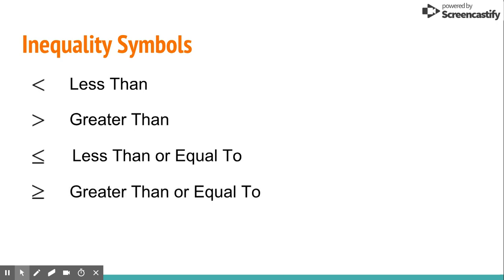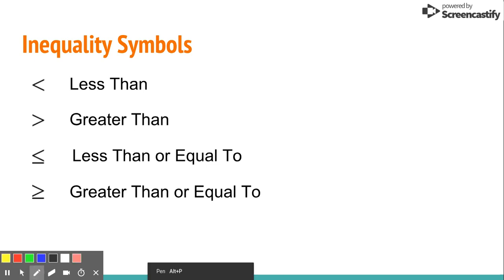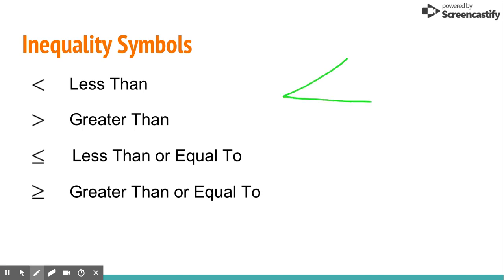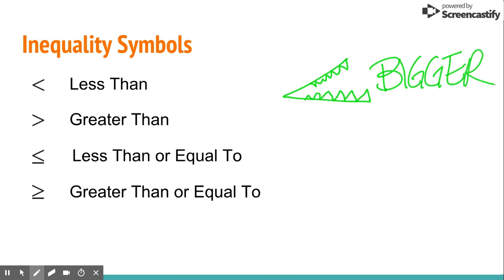There are a lot of ways that students try to remember what's what. And a lot of you are probably used to hearing if you have an alligator mouth. So if these are the teeth, it's always eating the bigger number. So it's facing the larger number.